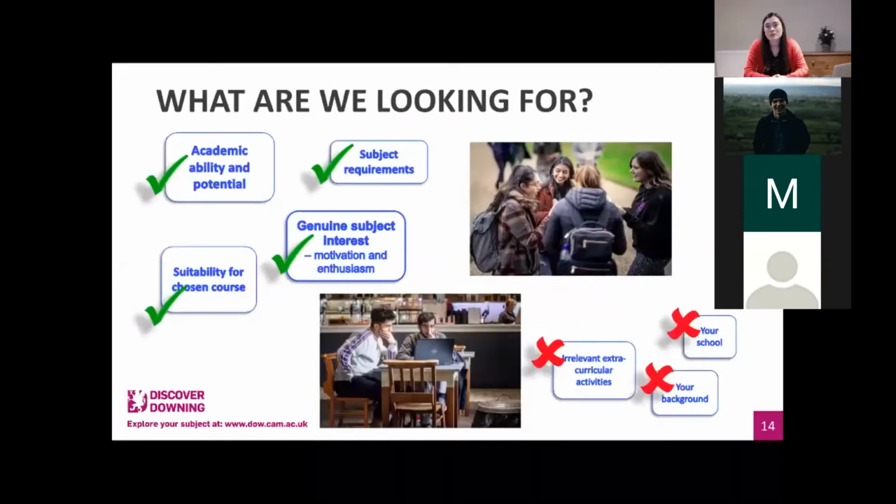Now, at this point, it's important to say what we are looking for in those applicants when we're looking through that information. What we're looking for is your academic ability and your potential. That is all we're concerned about. We want to know that you're suitable for the course, and we want to see that you've got a genuine subject interest, because you're going to be studying it for at least 3 years. For certain subjects as well, we want to make sure you've got the right subject requirements, so the right A levels. But other than that, it is just your academic ability and your potential. We are not interested in any extracurricular activities that you're doing that are unrelated to your course, or your school or your background.